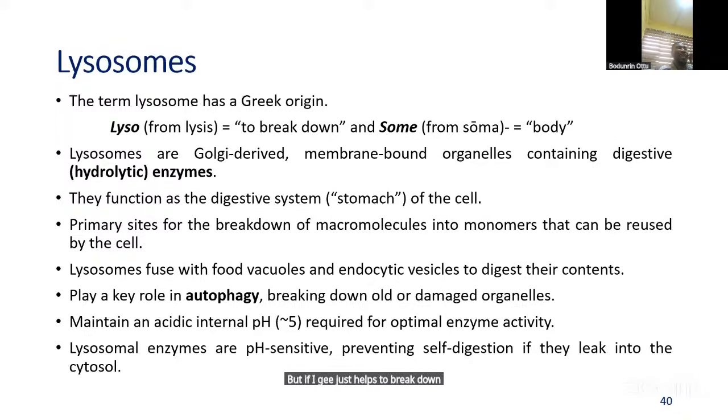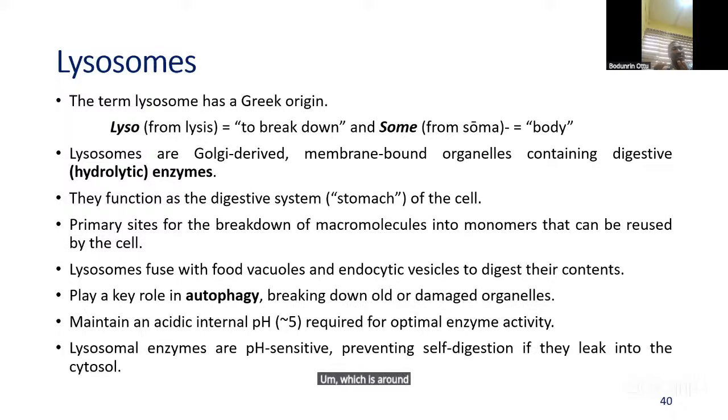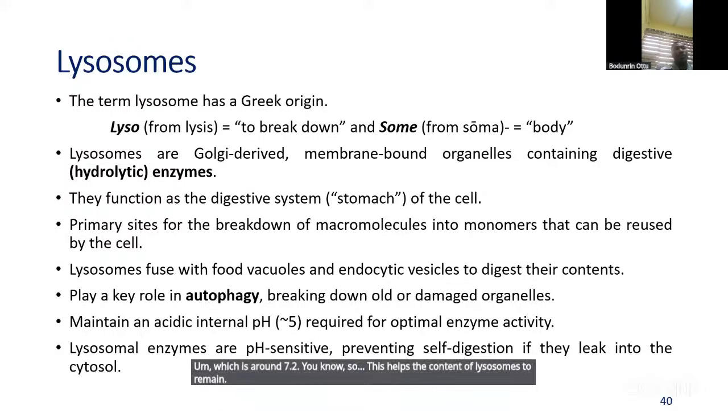And because of the hydrolytic enzymes in lysosomes, which work due to a pH of around 5, which is very acidic, this hydrolysis reaction is able to occur. The internal pH of lysosomes is 5, unlike the cytosolic pH, the environment of the cytosol, which is around 7.2. This helps the content of lysosomes to remain contained and to prevent cell digestion.